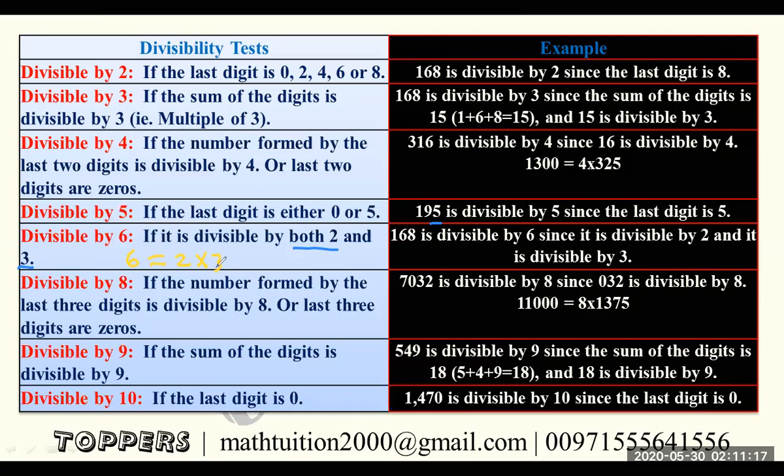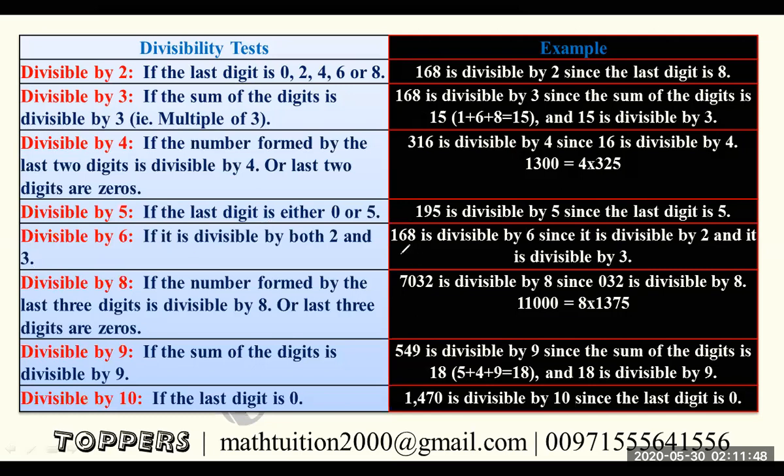Also we have learned the divisibility rule of 3. Sum, add all the digits, and if it is a multiple of 3 or it is divisible by 3, then we can say that it is divisible by 3. Since the given number is divisible by both 2 and 3, that number is divisible by 6. Very easy, right?